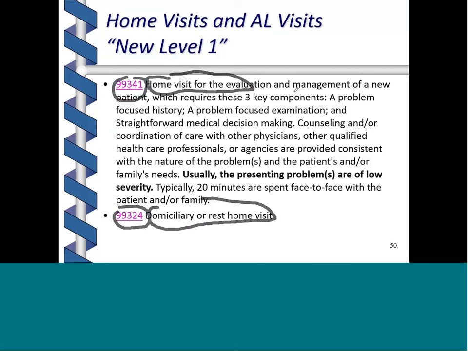So for level 1, new patient requires a problem-focused history, problem-focused exam, straightforward medical decision-making, counseling, and coordinated care with other physicians or qualified healthcare professionals or agencies provided consistent with the nature of the presenting problems and the patient's overall family needs. Usually the presenting problems are of low severity. Typically 20 minutes are spent face-to-face with the patient and family. So the write-up is exactly the same whether we're a home visit or an assisted living for a level 1.